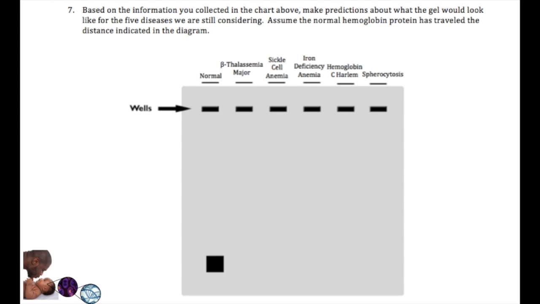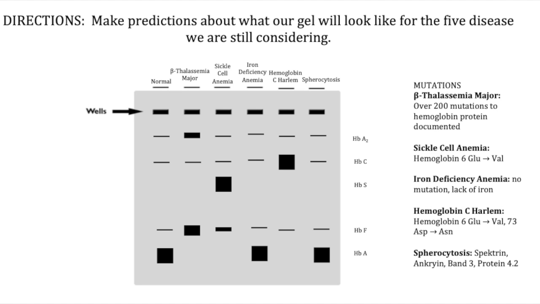Use the information you collected in the chart on page 42 of your student packet to make predictions about what the gel would look like for the 5 diseases we're still considering. Assume the normal hemoglobin protein has traveled the distance indicated in the diagram. Compare your predictions to the image shown here. Notably, individuals with iron deficiency anemia and spherocytosis should have their protein band at the same location as the normal hemoglobin.